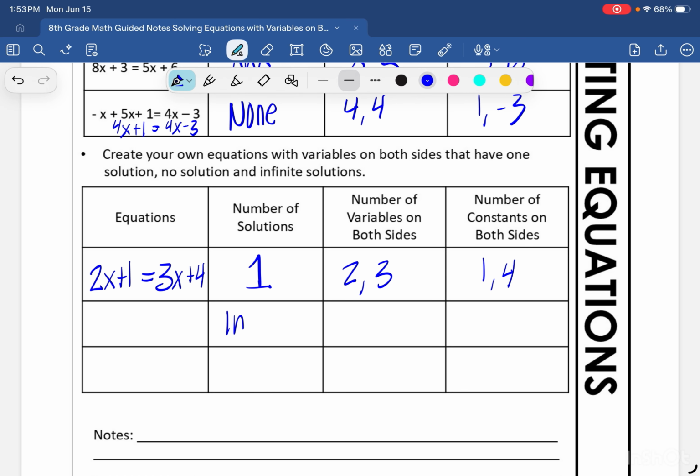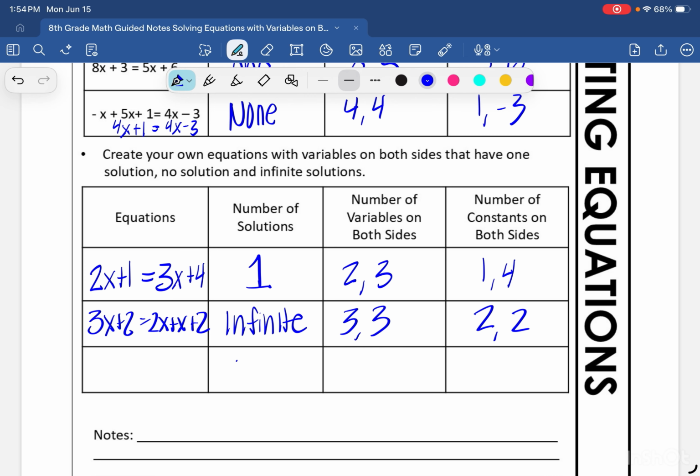Now let's do an infinite number of solutions. So basically the equations are going to need to be the same. So let's do 3x plus 2 equals, I could just write 3x plus 2, but let's make it a little bit different. So I have 2x plus x plus 2. Number of variables on each side is going to be 3 and 3. Number of constants is going to be 2 and 2.